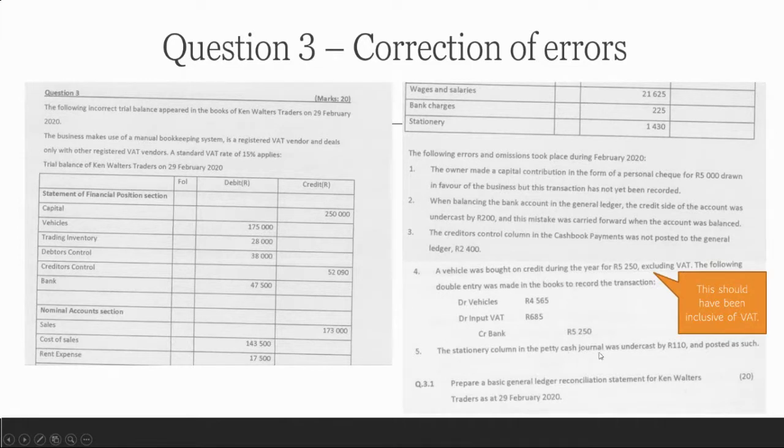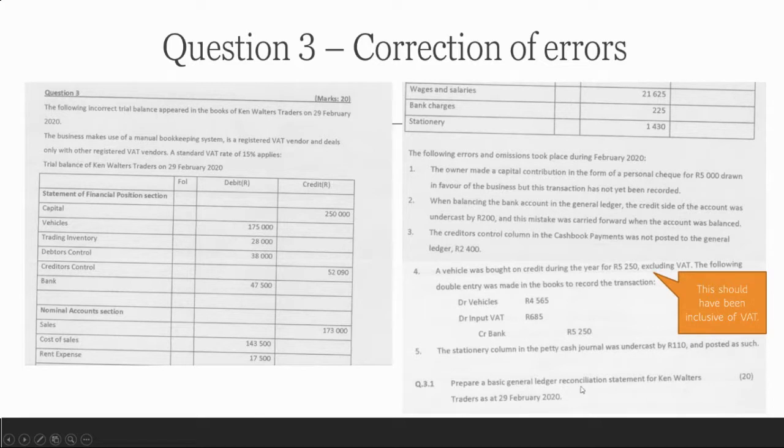The stationery column in the petty cash journal was undercast. What that means is we didn't add it up correctly. It was less than it should have been. So the stationery column in your petty cash journal was undercast. That means our stationery needs to increase and our petty cash needs to decrease with 110.